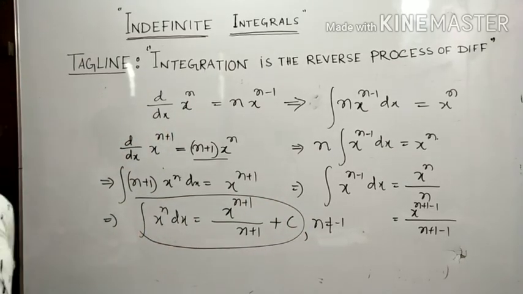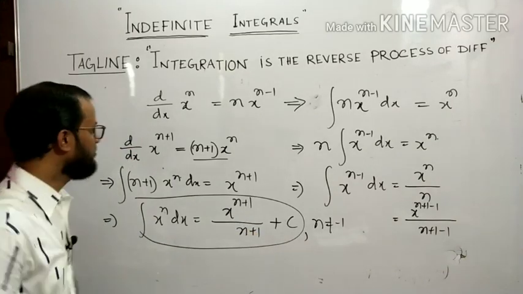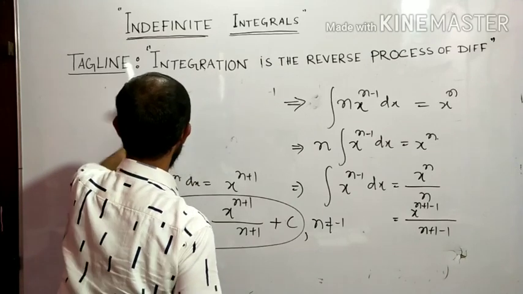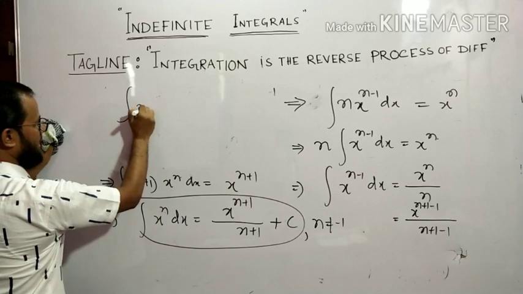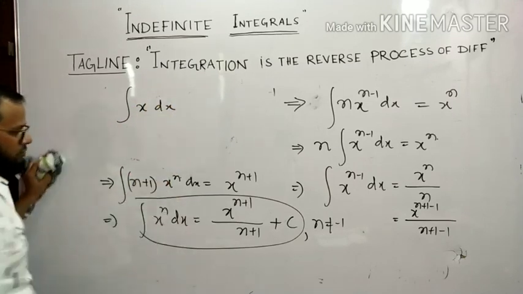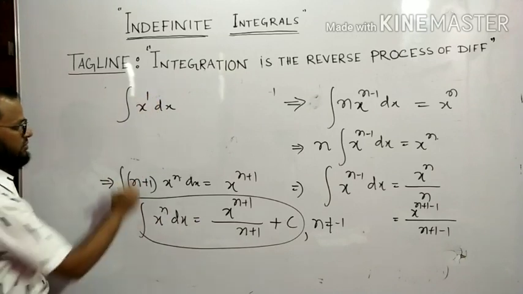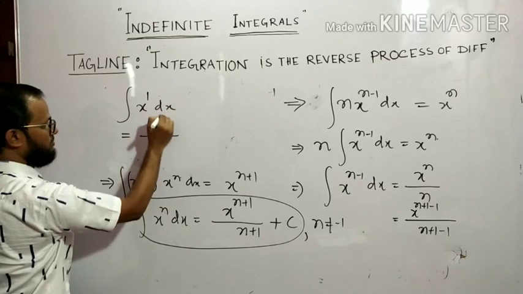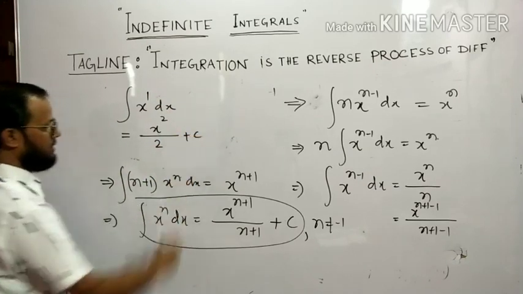Integration of x to the power n dx is equal to x to the power n plus 1 divided by n plus 1. How can you apply this formula in problems? Suppose you are asked to find integration of x dx. Here the value of n is 1, so use the formula: the power becomes 1 plus 1, which is 2, and below also 2, so the answer is x squared by 2.